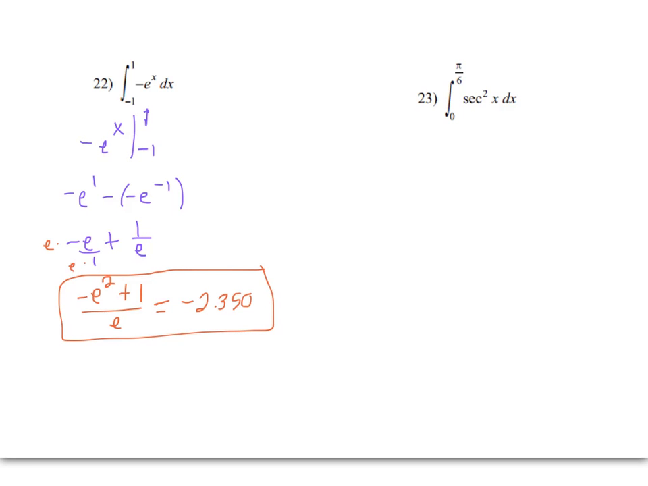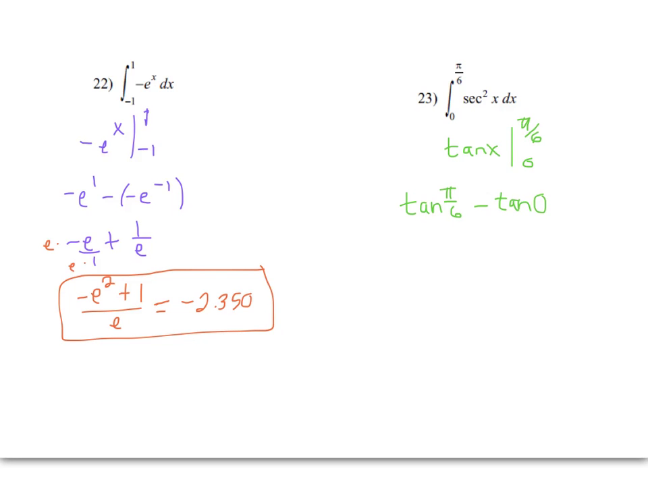23 through 25 are trig functions. So the first thing you have to do is figure out what trig function this should be. The integral of secant squared is tangent. So I'm going to put tangent x, and I want to evaluate that at pi over 6 and 0. So we're doing tangent of pi over 6 minus tangent of 0.